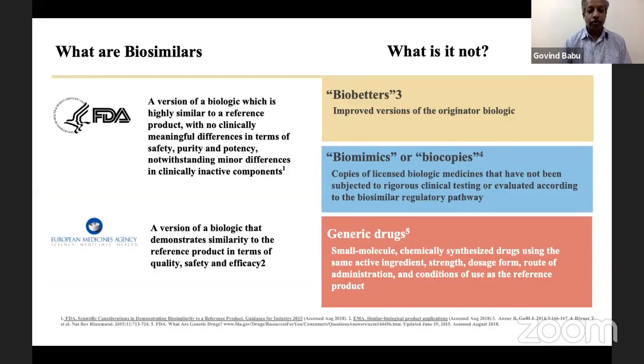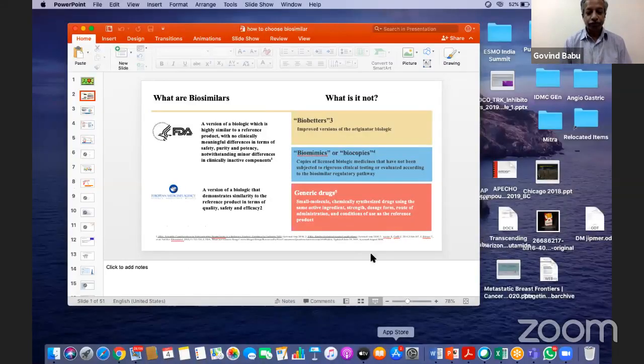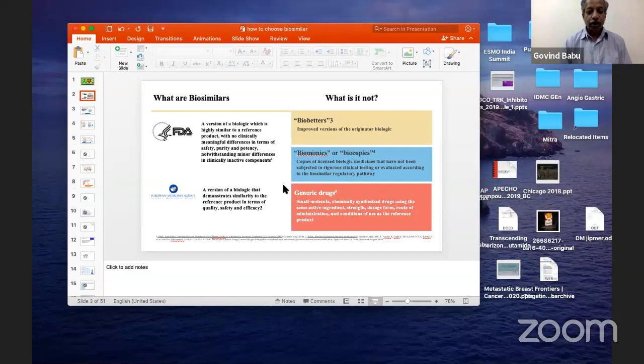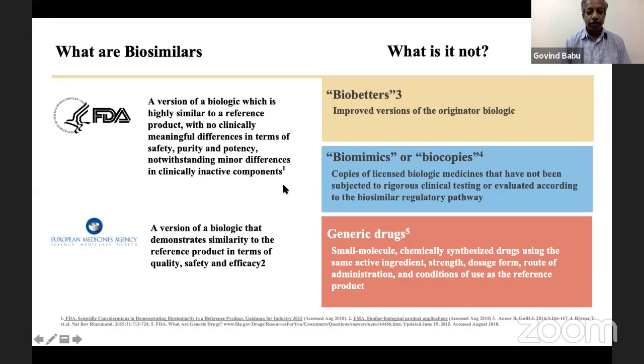biosimilar. Now, we all know what a biosimilar is, and the thing we need to remember is that there are definitions given by FDA and EMA as to what biosimilars are. We also need to know what a biosimilar is not. So we have a term called biobetter. We have biomimics or biocopies, and of course the generic drugs. So biosimilars are definitely different from biobetters or biomimics or biocopies.